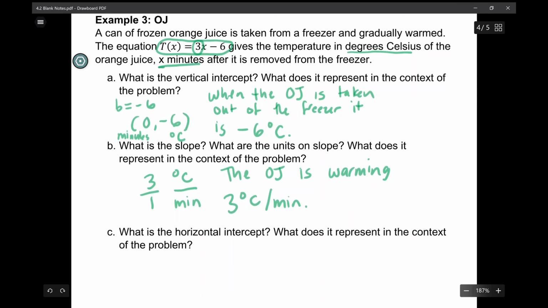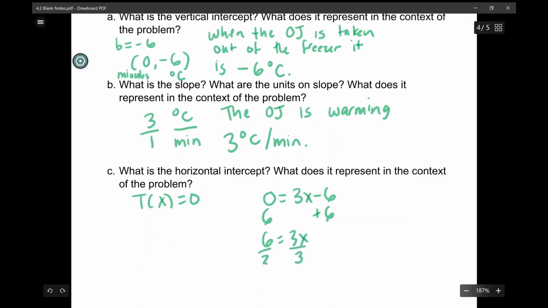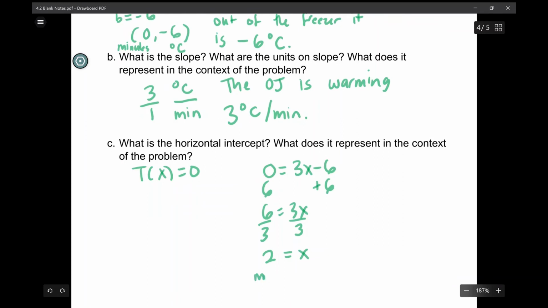And what is the horizontal intercept? What does that represent in the context of the problem? This is a little bit trickier one. What is the horizontal intercept? That would be when the output is equal to 0. So we would need to solve t of x equal to 0. So 0 equals 3x minus 6. Solve this for minutes. 6 equals 3x. Divide by 3. X equals 2. And remember, x units are minutes. 2 minutes. So this is the point over 2 minutes, up 0 degrees Celsius.